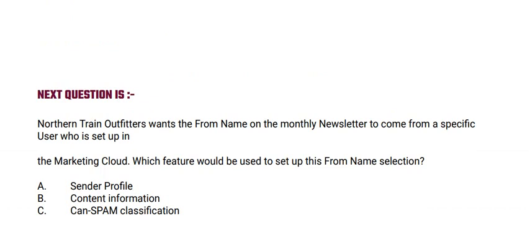Next question is, Northern Trail Outfitters wants the from name on the monthly newsletter to come from a specific user who is set up in the Marketing Cloud. Which feature would be used to set up this from name selection?